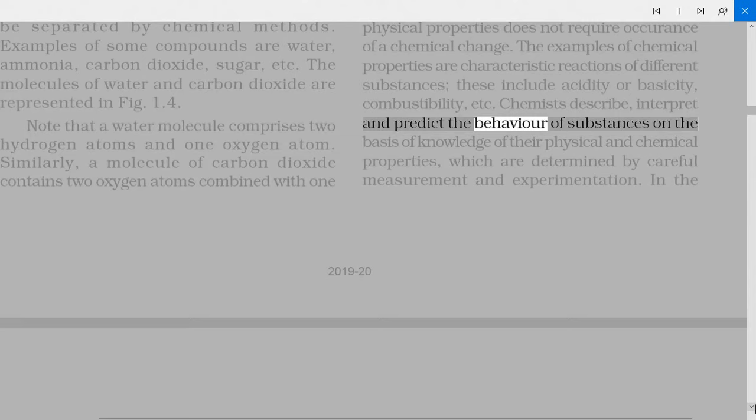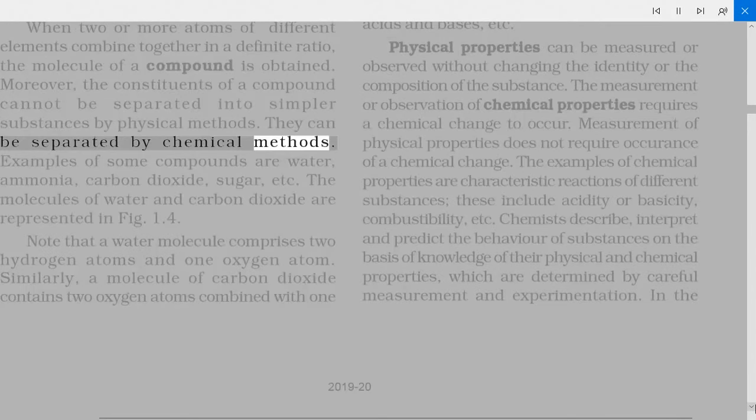When two or more atoms of different elements combine together in a definite ratio, the molecule of a compound is obtained. Moreover, the constituents of a compound cannot be separated into simpler substances by physical methods. They can be separated by chemical methods. Examples of some compounds are water, ammonia, carbon dioxide, sugar, etc.